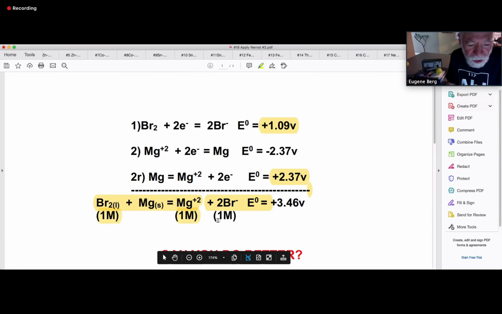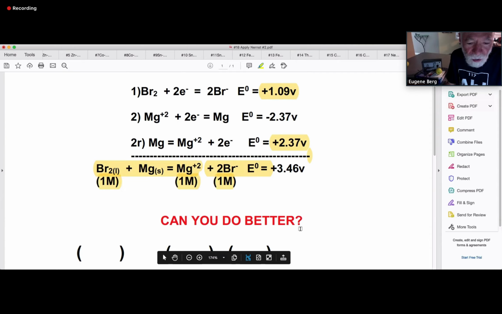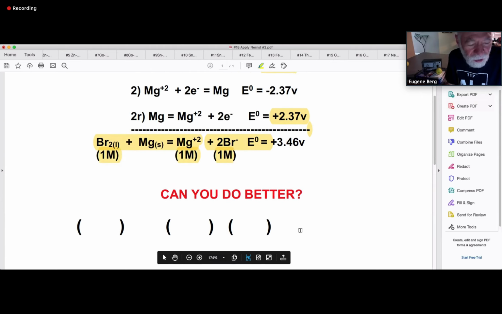Now, the boss is not happy. He says, is there a way you can do better? Can you somehow change these concentrations to get a higher voltage? Now, notice I've left some blanks here because as a class, we're going to fill in those blanks and pick some different concentrations and see if we can get a higher voltage. Now, Berg, how do you do this? It's a matter of your old friend, Le Chatelier's principle.